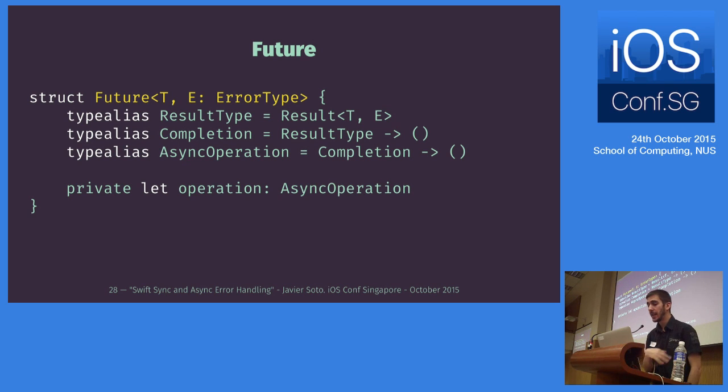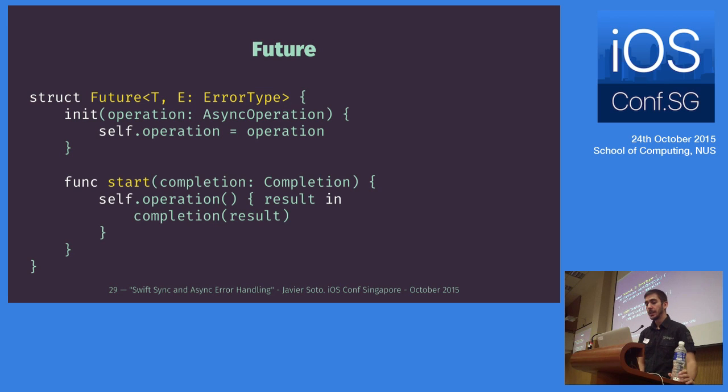I have some type aliases here to simplify the type signatures. Basically, the result type is what value is going to come out of the future. It's going to be a result because it can be either a value or it can fail, and it's going to be some error. The completion type is what we're going to pass to the future once we're ready to retrieve the value. And the async operation is the block that is going to run to start the work to retrieve the value.